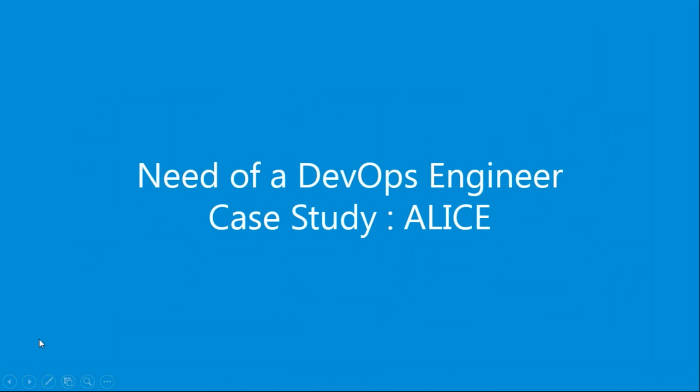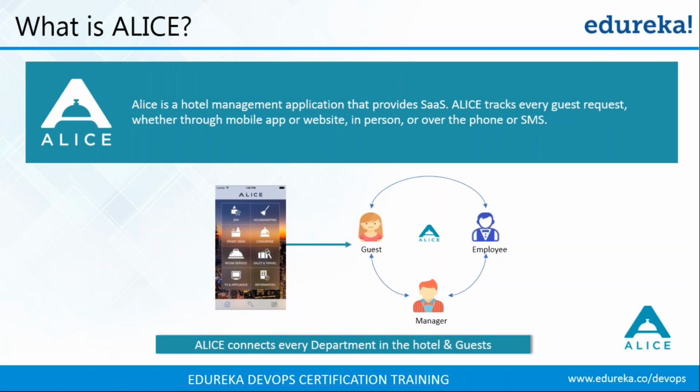And now we'll understand why we actually need a DevOps engineer, and we'll understand it with a case study of Alice. Now I'll tell you it's not Alice from Wonderland. I'm sorry to disappoint you guys, but I'm very sure that you'll like this one as well. So what is Alice? It is actually a hotel management application. It can be used by the hotel staff members and also the guests.